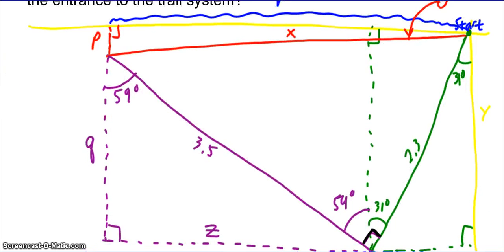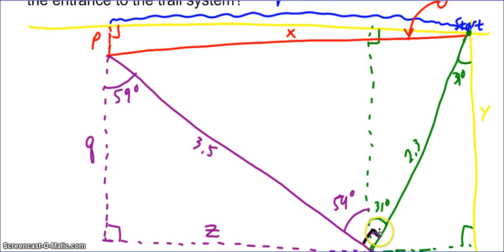Okay, sorry about the typo there in system. So this is my diagram. Here's where you start. So you're hiking 2.3 miles. So the green segment is the 2.3 miles of the initial hike at an angle of south 31 degrees west. So this angle right here is south 31 degrees west.